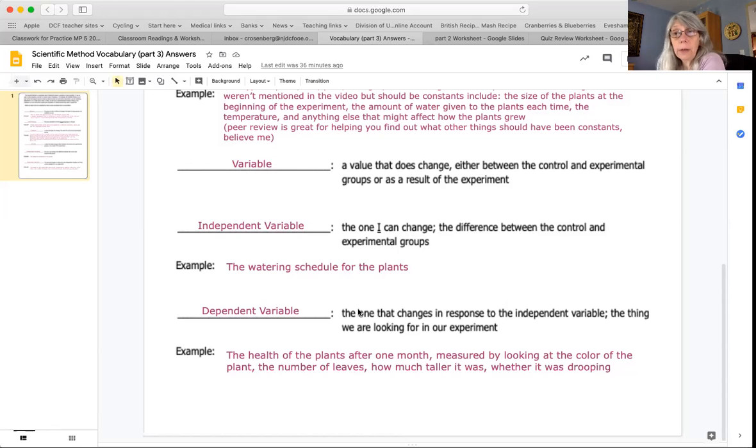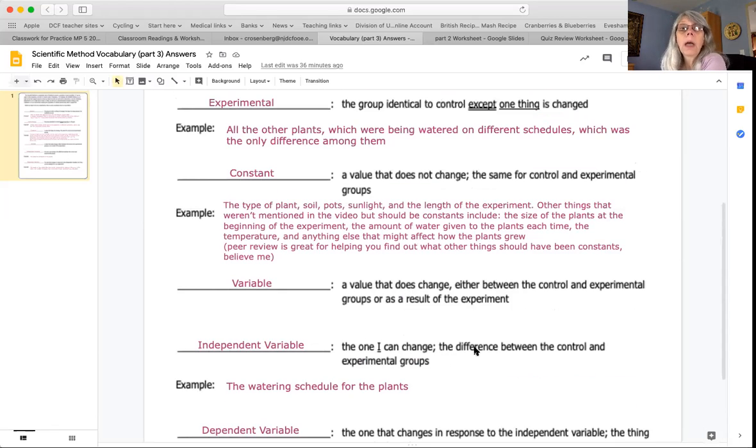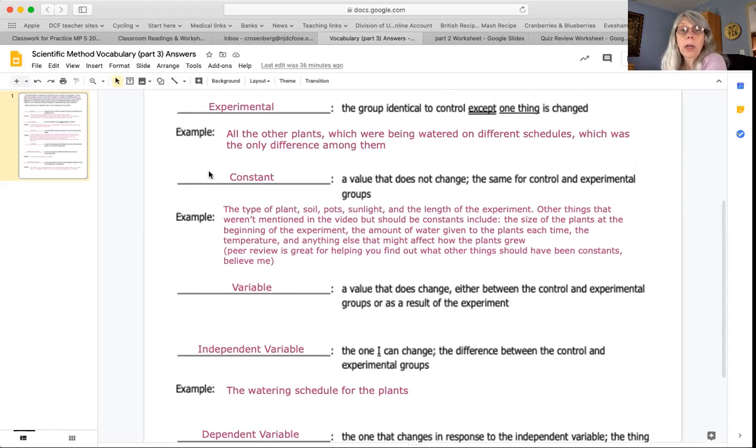Now, there's plenty of things that can affect how healthy a plant is after a month. Those things you have to keep as constants so that you know what you find down here is due only to what you did here. That's the secret of experiments and using the scientific method properly. Now in the video, they said for Moby's plants, they were all going to be fig trees. They're in the same soil, same pots, getting the same amount of sunlight, and we're letting them all go for a month, the length of the experiment.